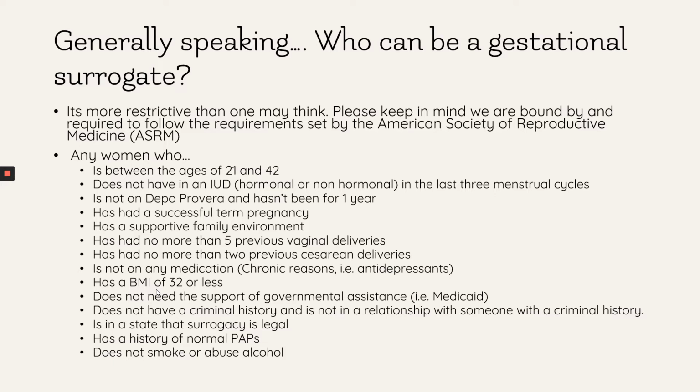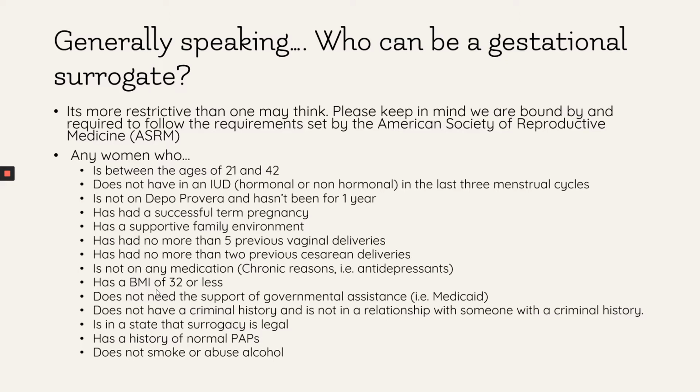So who can be a surrogate? Typically between the ages of 21 and 42. You cannot have an IUD in place at least 3 cycles before matching. You cannot have Depo-Provera at least 1 year before matching. You've had to have had a successful term pregnancy, so a healthy pregnancy and delivery. You have to have a supportive family environment. You've had to have had no more than 5 vaginal deliveries and no more than 2 previous C-sections. They will not let you do any more births other than 5 total, pretty much.